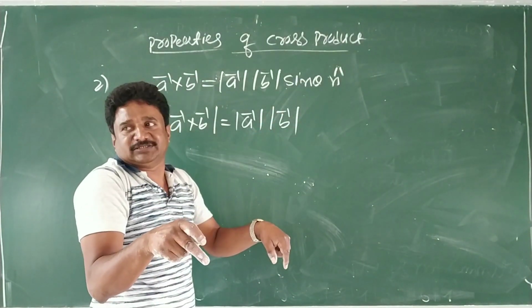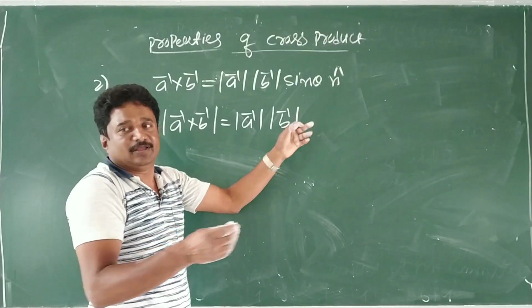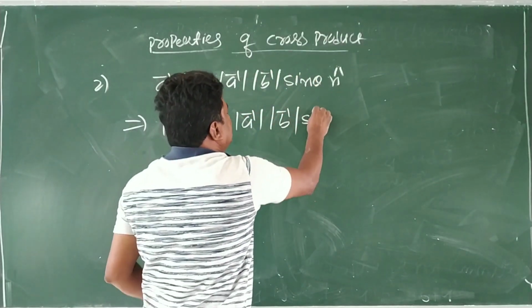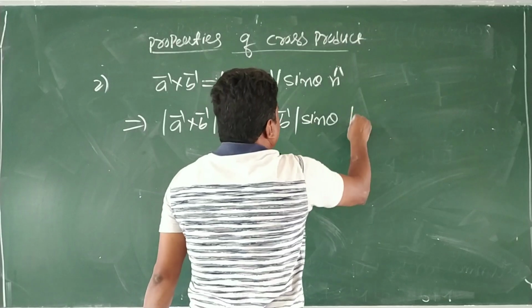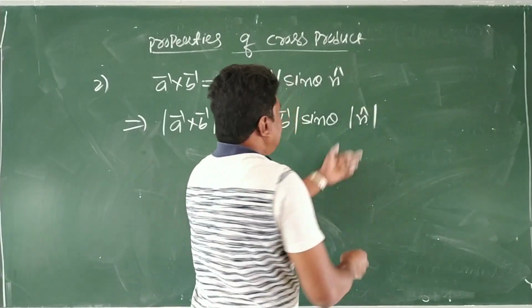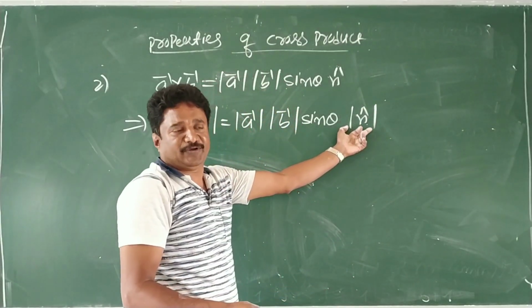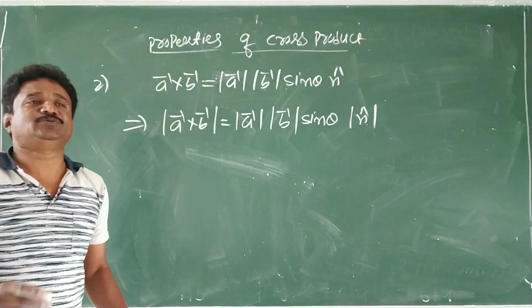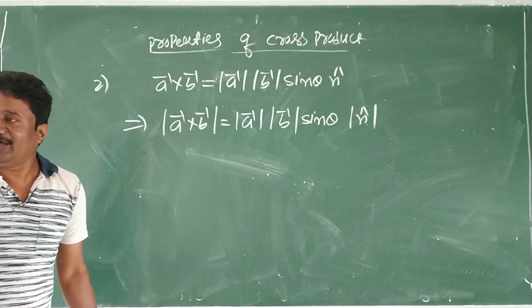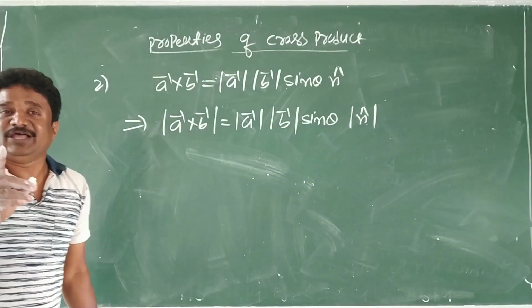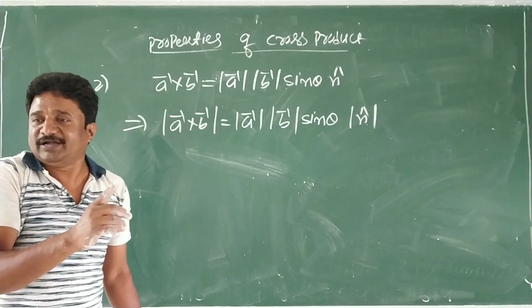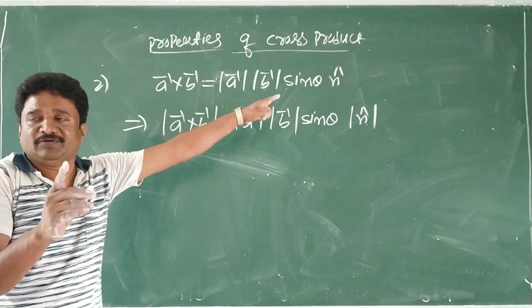Length of a scalar quantity is that itself. Mod of sin theta is sin theta. Next, mod of n cap. How much is the length of n cap, students? 1. Why is the length of n cap 1? Because it is a unit vector.